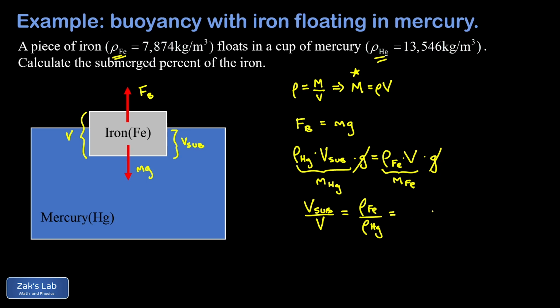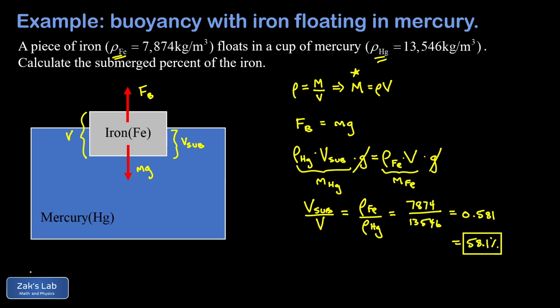And those are the numbers that we were given in this problem, so I can go ahead and plug them in. The density of iron was given as 7,874 kilograms per cubic meter. The density of mercury, 13,546. And as a decimal to 3 significant digits, that's 0.581. And as a percentage, that's 58.1%.